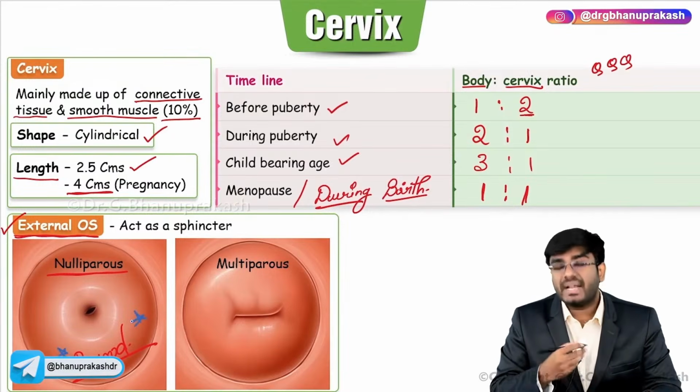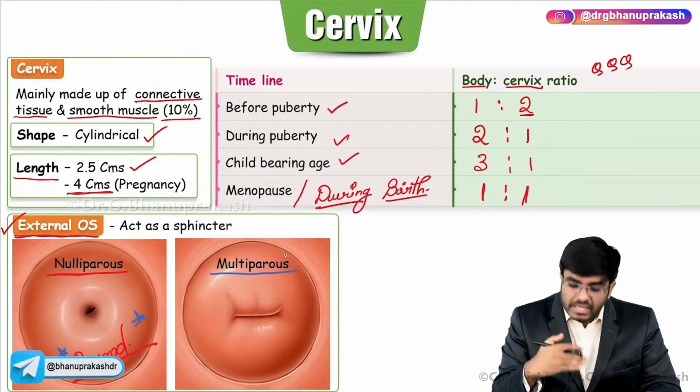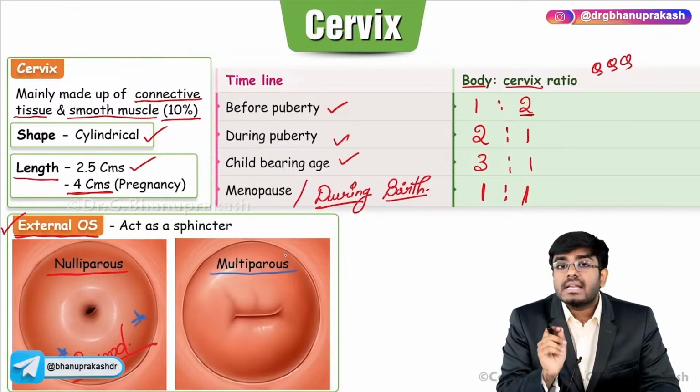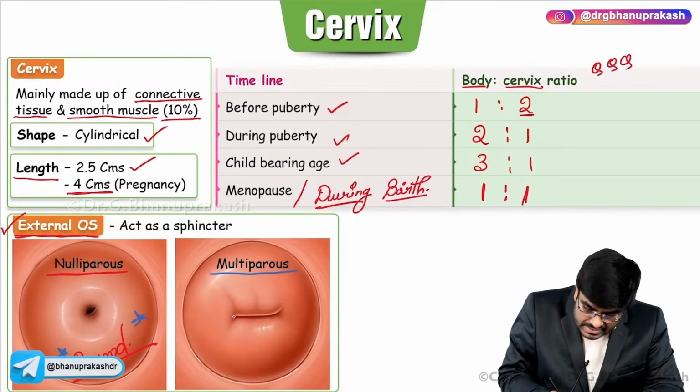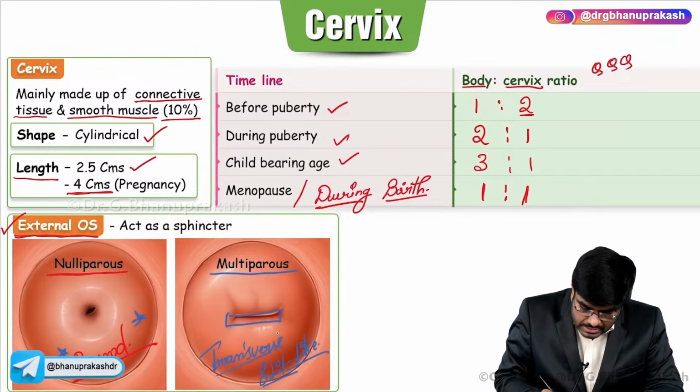If she is a multiparous female and has had vaginal deliveries, the moment she has a vaginal delivery, her cervical os will become slit-like, transverse in shape, a transverse slit. So these are some important points that need to be known.